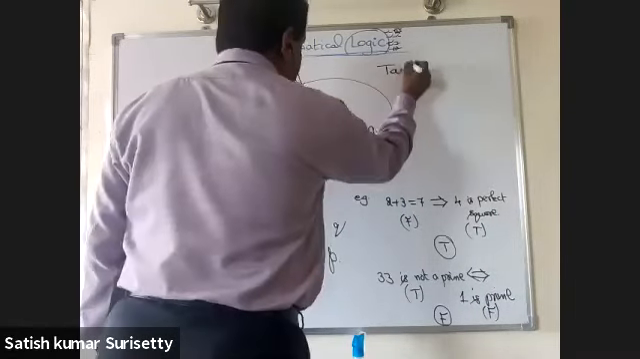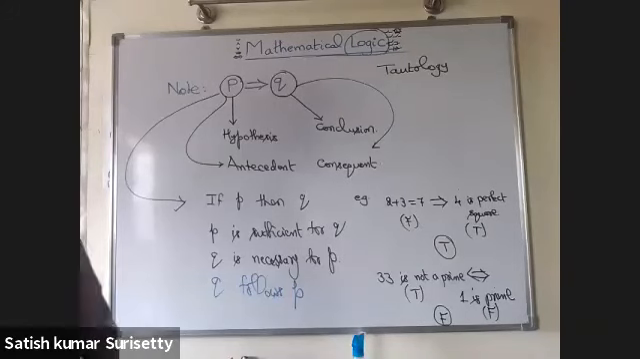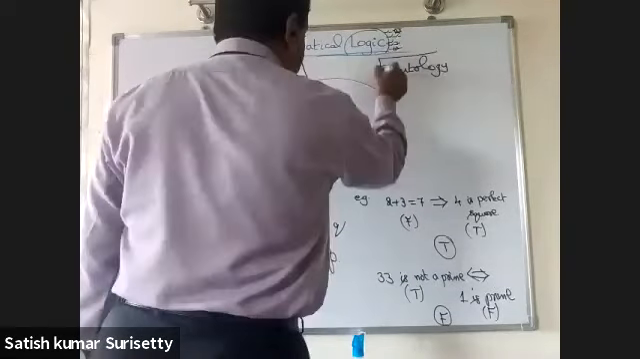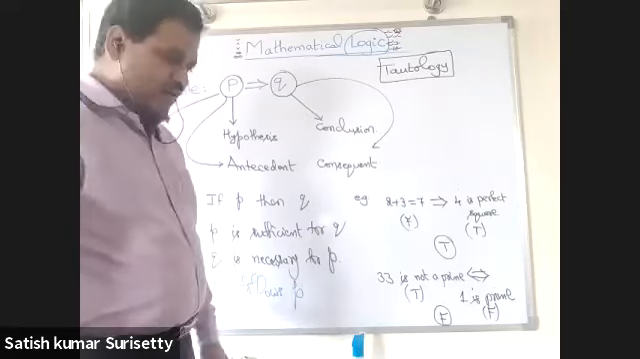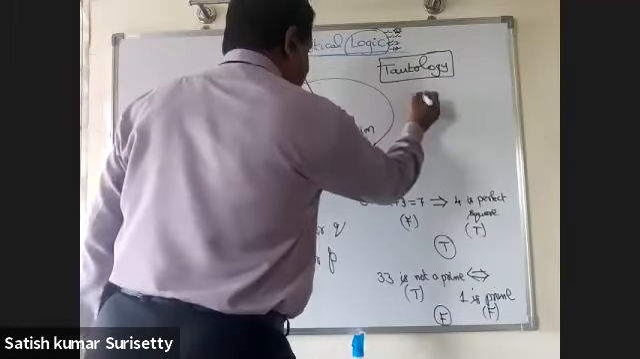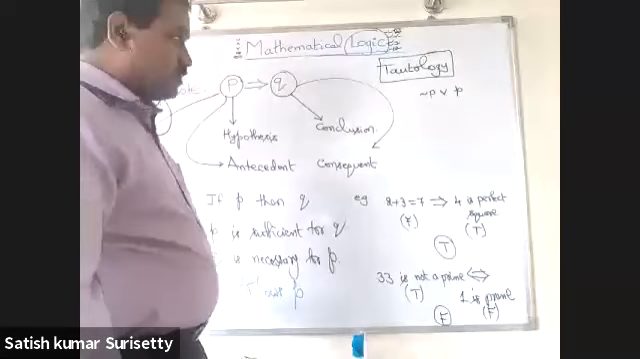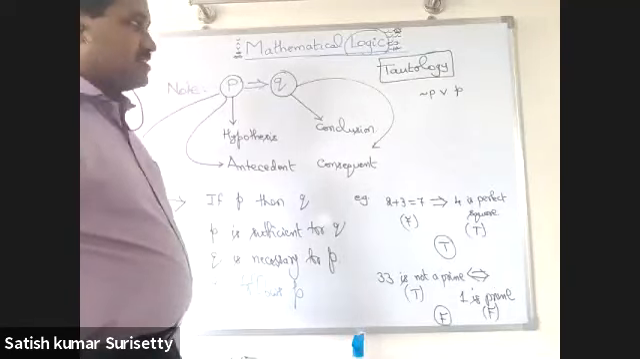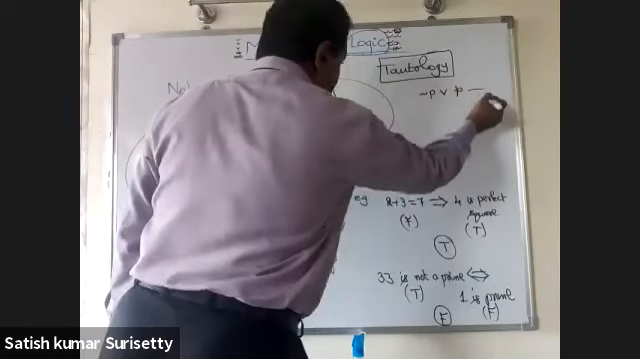Right, next. Tautology, T-A-U-T-O-L-O-G-Y. A compound statement which is always true is called a tautology. A simple example for a tautology is negation of P or P. Can you say this will be always true? Negation of P or P. Suppose P is true, then negation of P will be false and P will be true. So the result will be always true only.